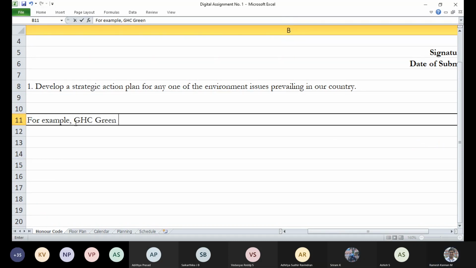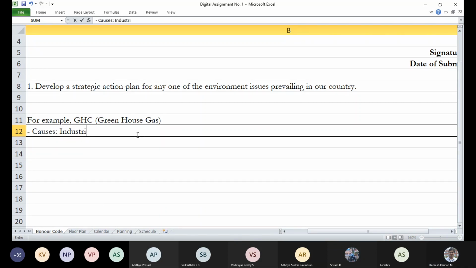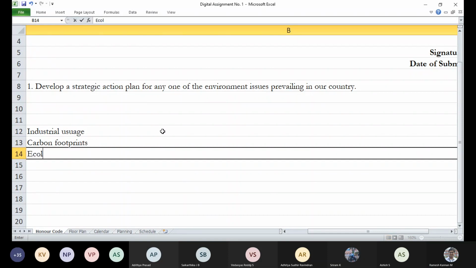Greenhouse gas. So it's a major issue. So the causes, I first initially find the causes. It's because of civilization, industrial usage, and carbon footprints, ecological imbalance, so many things, right?